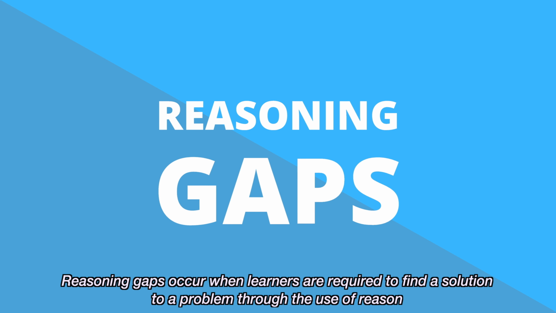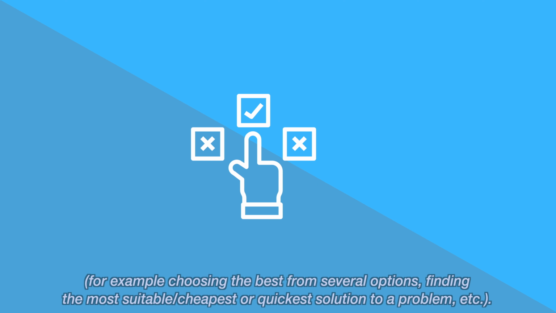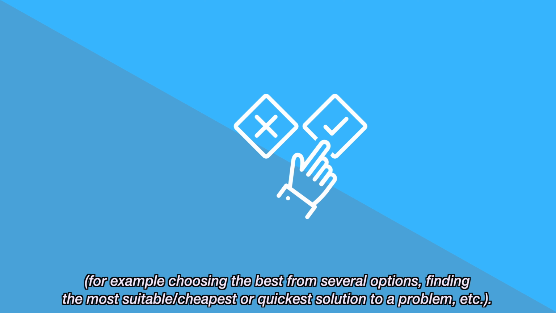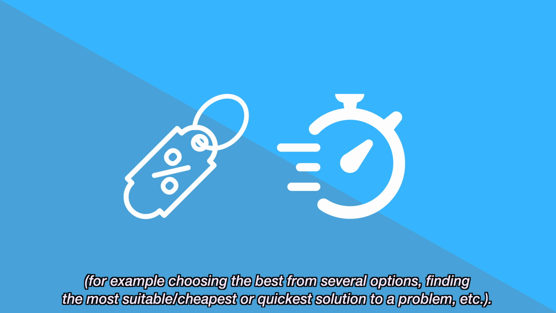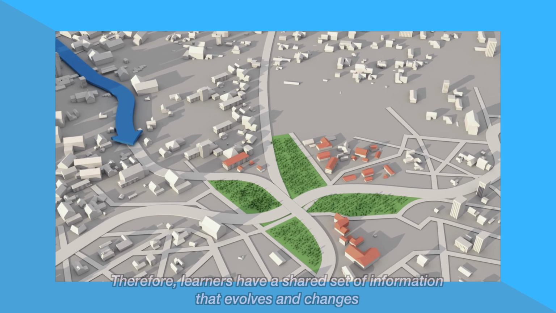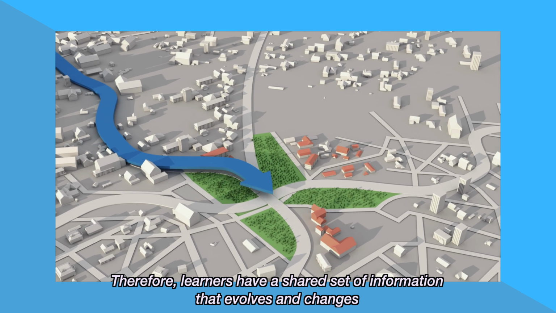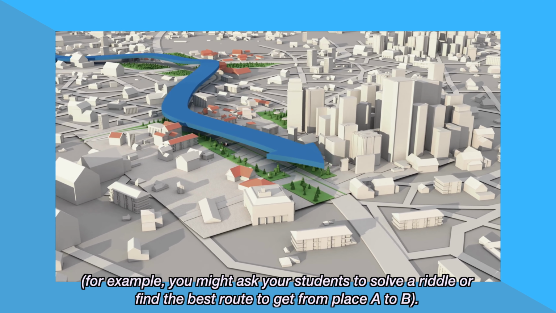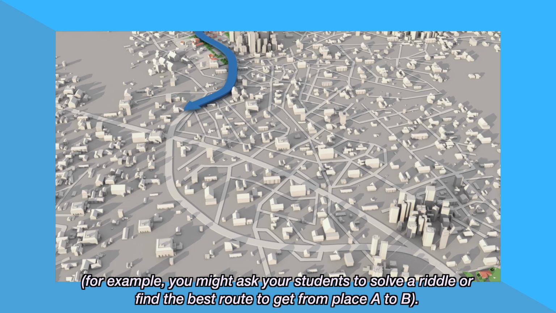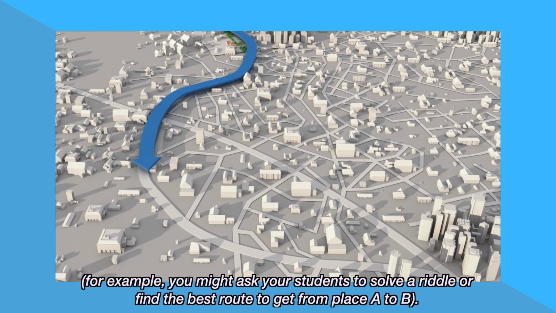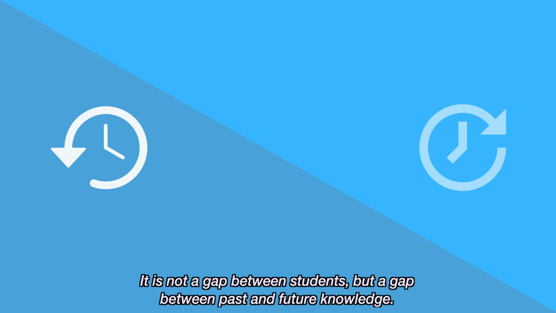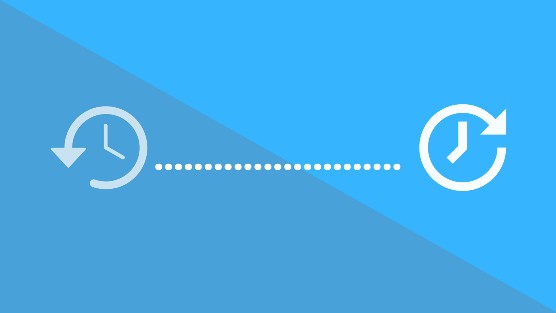Reasoning gaps occur when learners are required to find a solution to a problem through the use of reason. For example, choosing the best from several options, finding the most suitable, cheapest, or quickest solution to a problem, etc. Therefore, learners have a shared set of information that evolves and changes. For example, you might ask your students to solve a riddle or find the best route to get from place A to B. It is not a gap between students, but a gap between past and future knowledge.